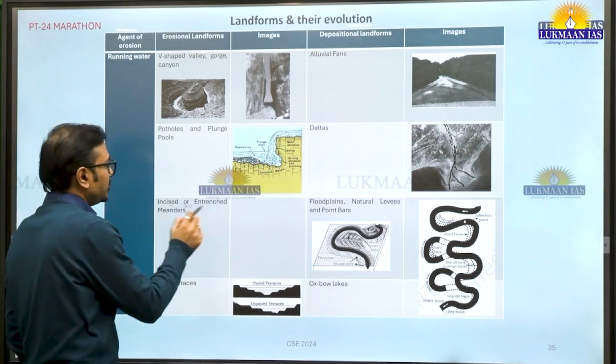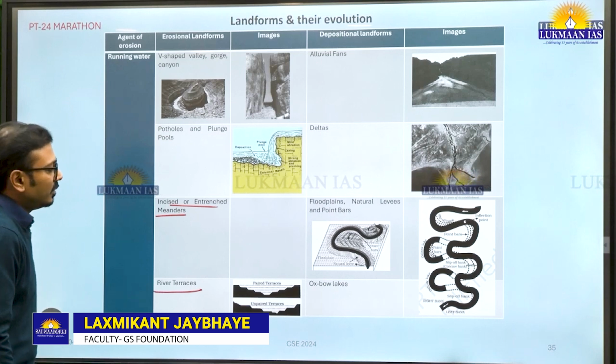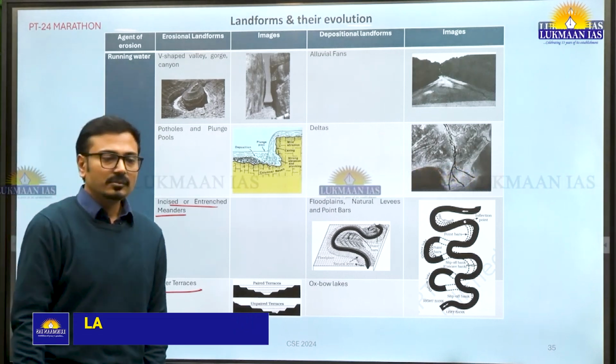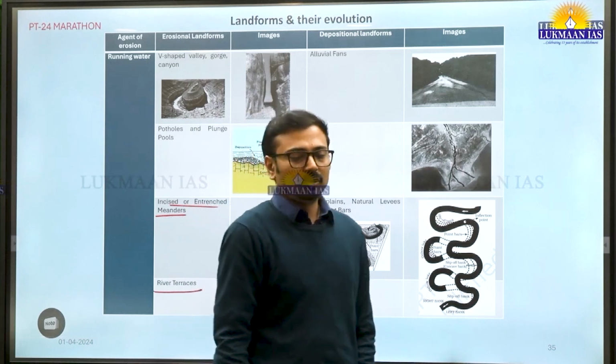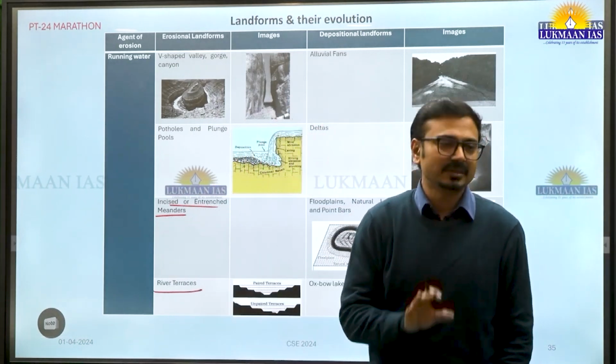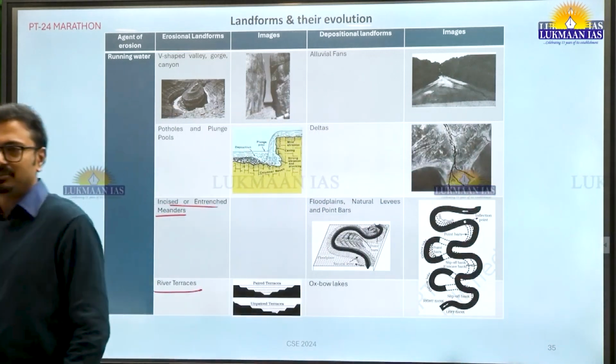Incised or entrenched meanders or river terraces. Okay, so how are river terraces formed? Basically these are formed because of rejuvenation of the river. Now the rejuvenation concept may not be asked in prelims, although this time we have covered that in the MIGP program.